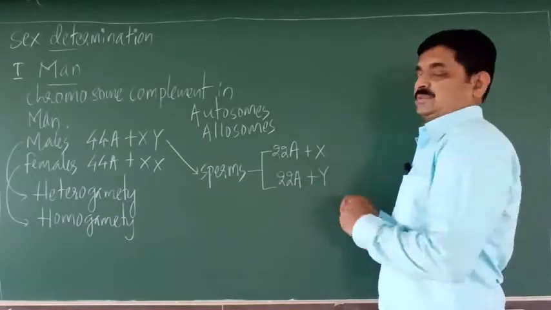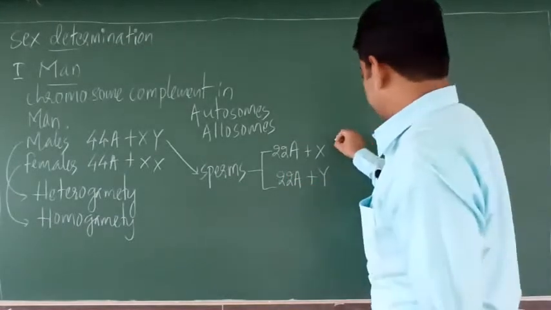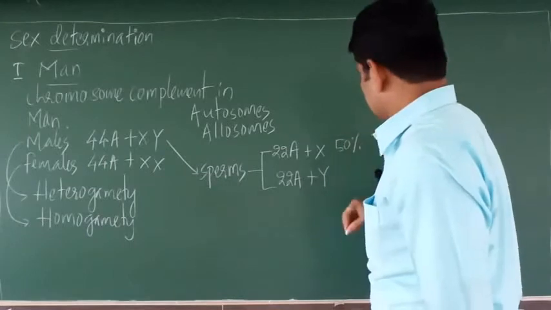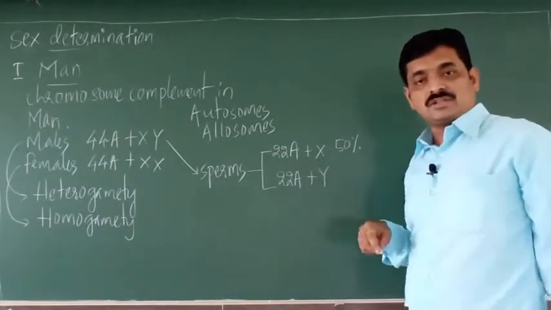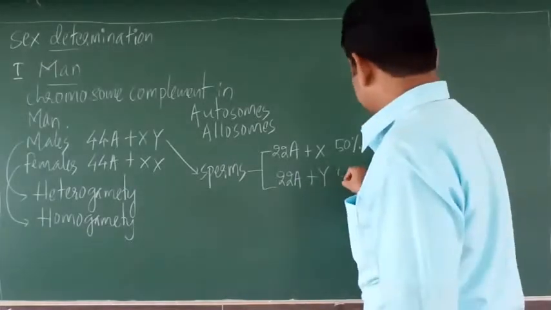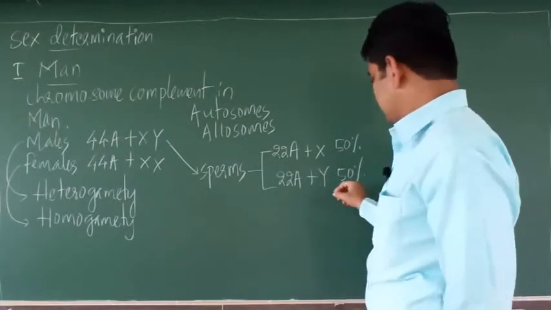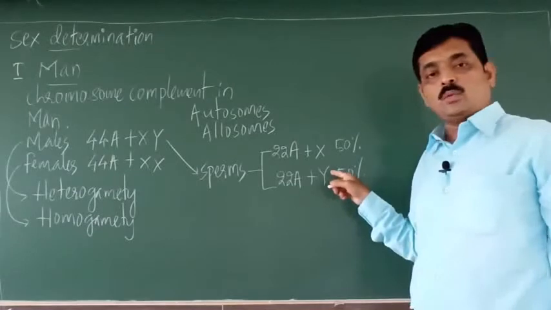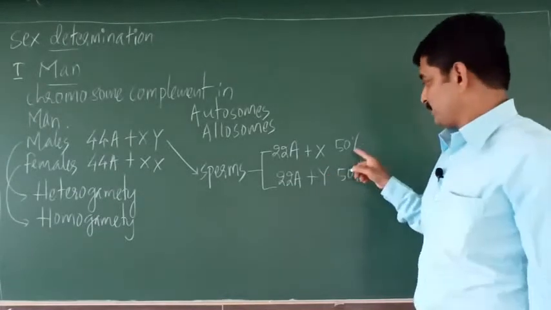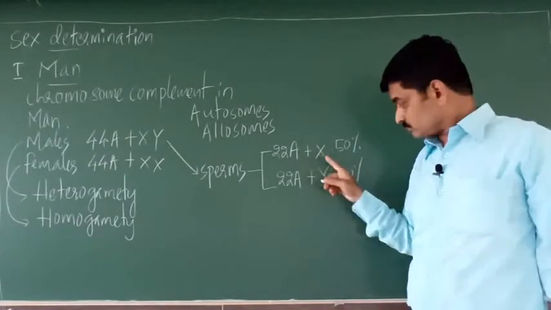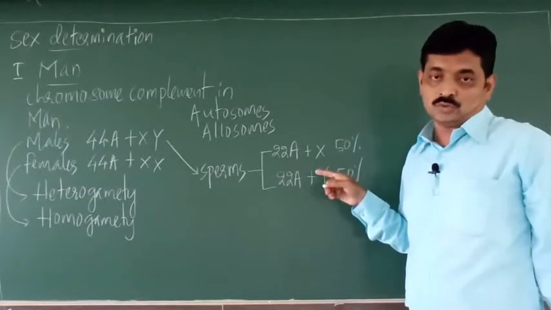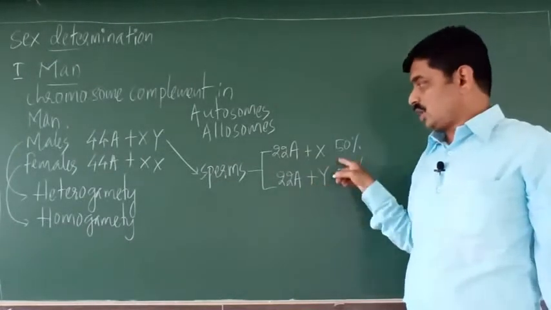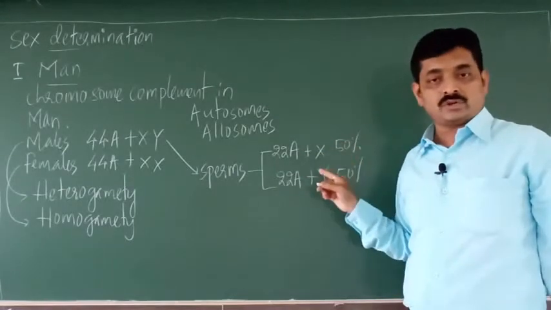Now which are these two types? 50% of sperms will have an X chromosome. Another 50% of sperms will have a Y chromosome. So this is called male heterogamety.